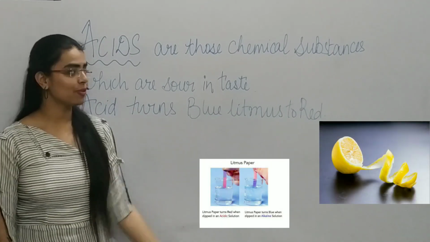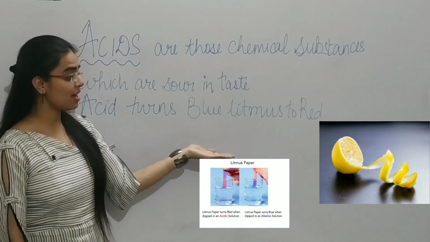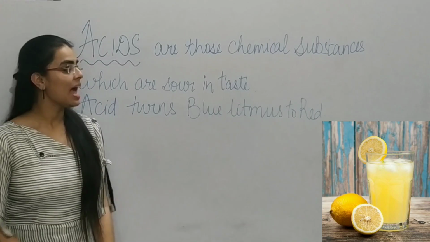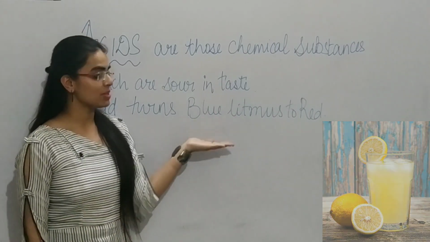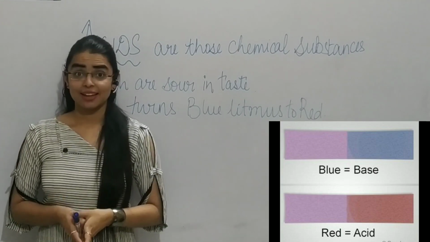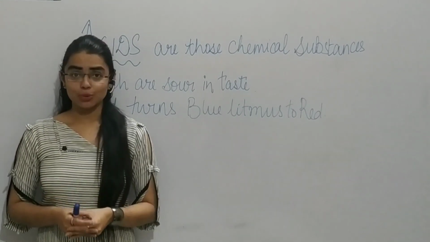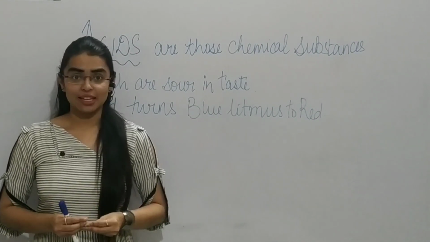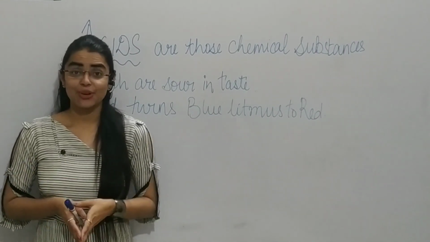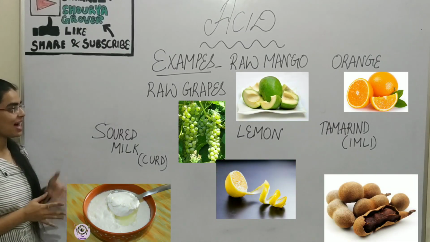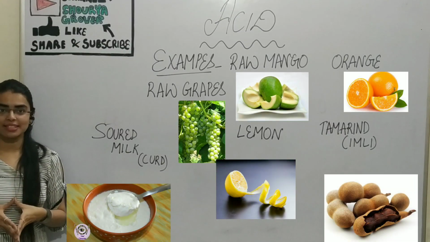So I told you the two basic definitions of acid. With the help of lemon juice I explained that acid has a sour taste. And the other definition I explained through the litmus paper, that the blue color changes to red. Now, I am going to tell you various examples of things that contain acid in our daily life. So here I go. Students, now are the examples of acid.